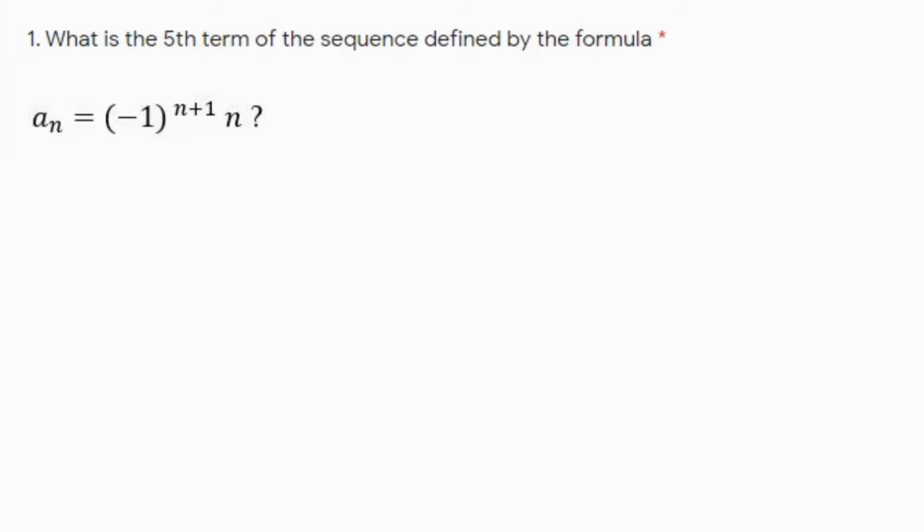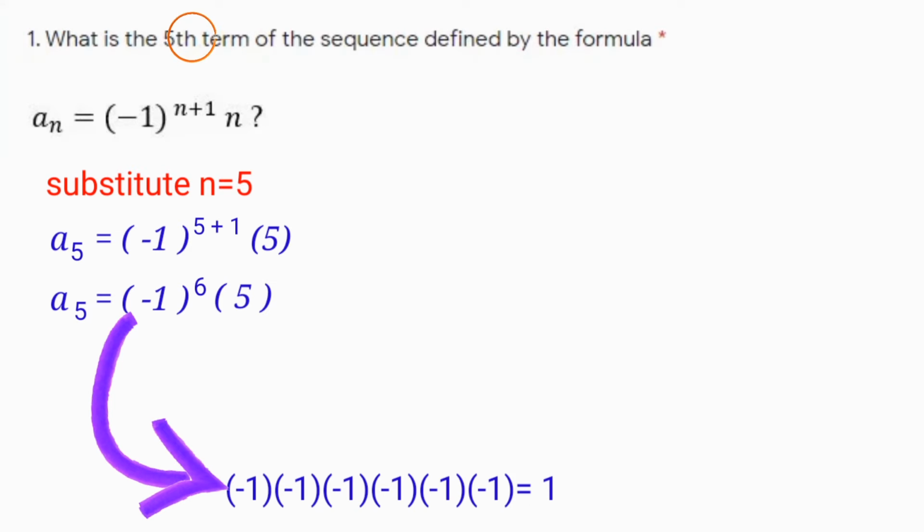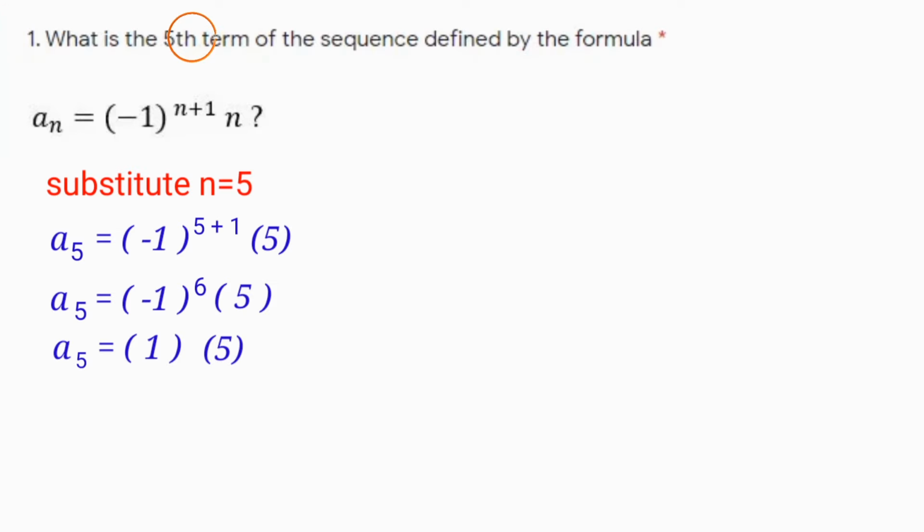Find the fifth term of the sequence defined by the formula a sub n is equal to the quantity of negative 1 raised to n plus 1 times n. Substitute n is equal to 5. A sub 5 is equal to the quantity of negative 1 raised to 5 plus 1 times 5, which is equal to negative 1 raised to 6 times 5. Take note, if you raise it to 6, it will become positive 1. So it will be 1 times 5. So a sub 5 is equal to 5.